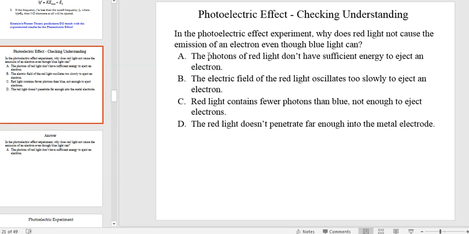So the answer is that the photons of these red lights, they just don't have enough energy to eject an electron. And we saw that through Einstein's relationship that E is equal to hf, right? So that's telling us that even if you had a lot of those photons, an electron can only take in that one photon, and so it simply doesn't have enough energy to eject the electron.